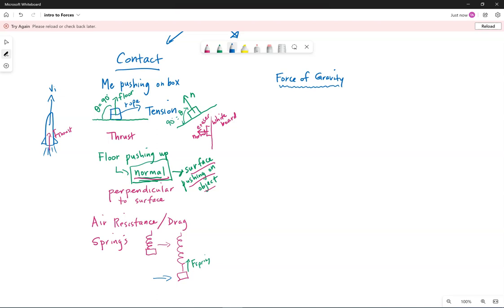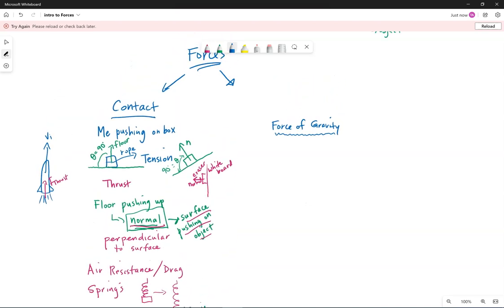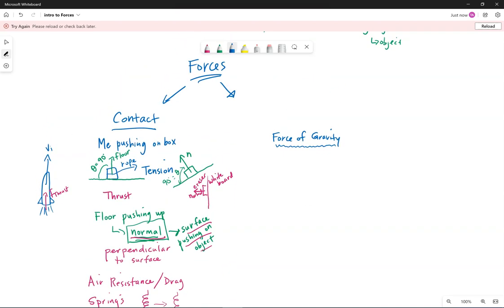So this is the second category of force. So up here I mentioned there's two categories. One is a contact force, meaning there's actual physical contact between the object and the acting agent. Gravity falls in a category called field forces. You may have heard the terminology action at a distance.